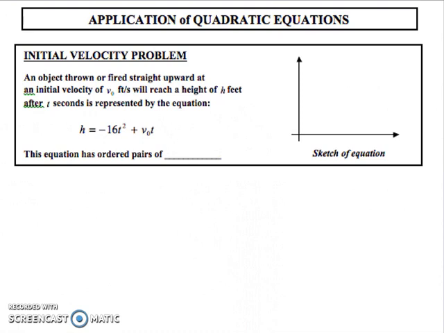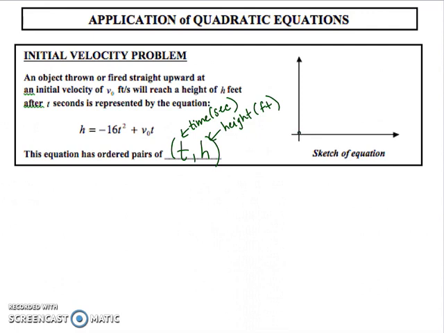An object thrown or fired straight upward at an initial velocity of v sub 0 feet per second will reach a height of h feet after t seconds, represented by the equation. First, this equation has ordered pairs of the form (t, h), so t is like x and h is like y. T stands for time in seconds, as given in the problem, and h stands for height in feet. Always good to know what your variables represent.